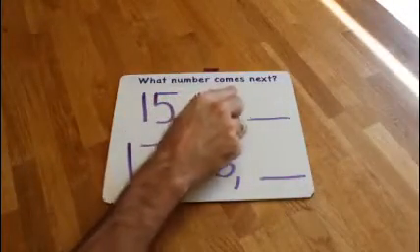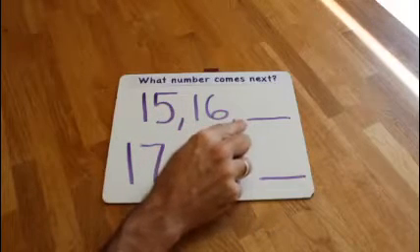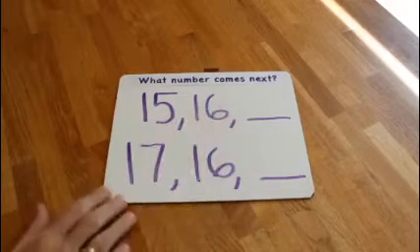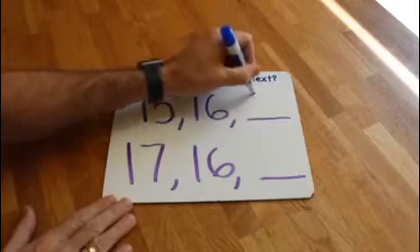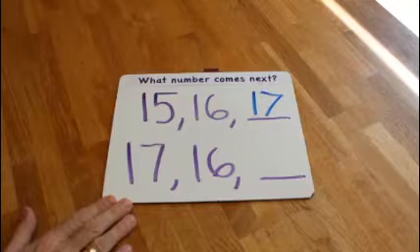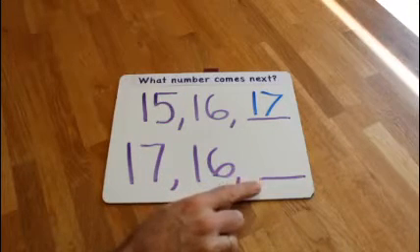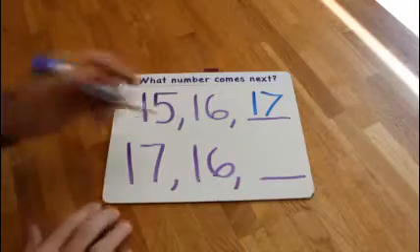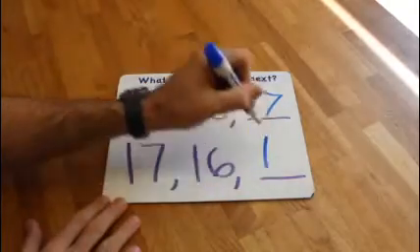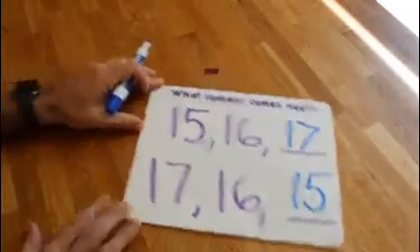What number comes next? 15, 16, 17. How do you write a 17? A 1 for the 10, a 7 for the ones, 17. 17, 16, 15. How do you write a 15? A 1 for the 10, a 5 for the ones, 15.